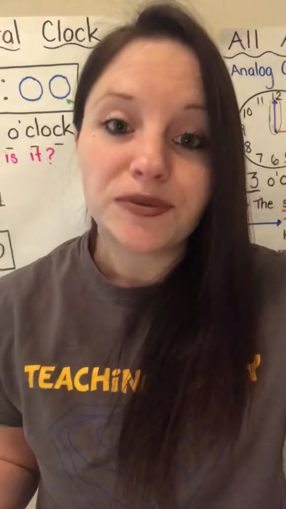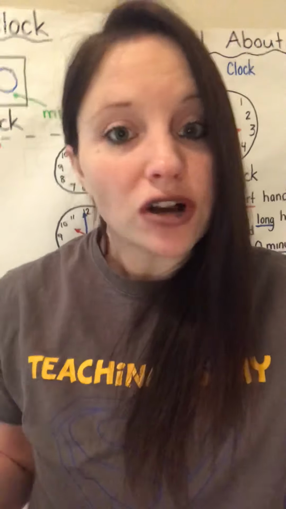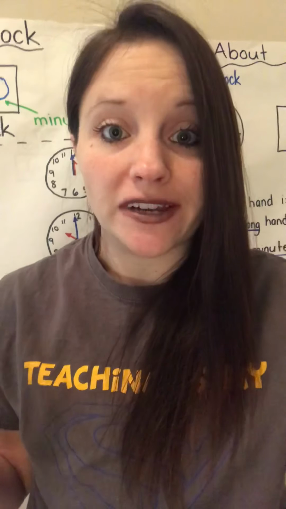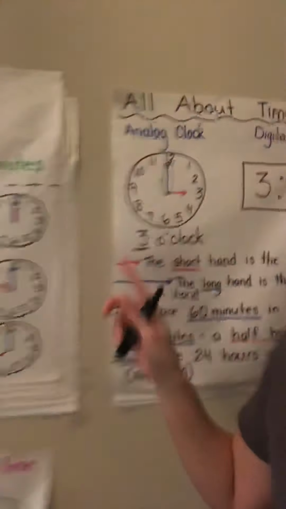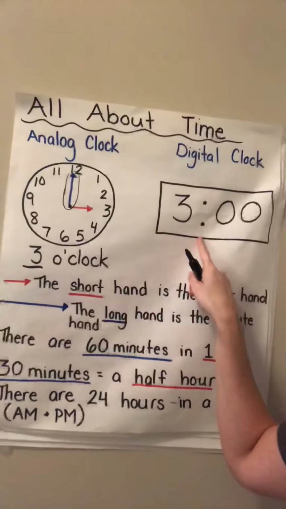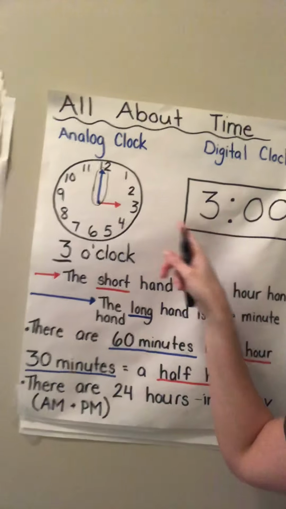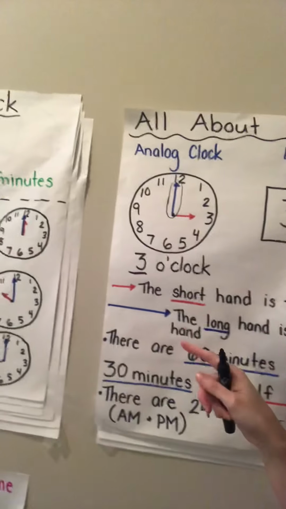Hey scholars, so this week we've been talking about time. So far we've been telling time on something called an analog clock, which is this way right here. Today we're going to talk about how we tell time on a digital clock, which is this way, which is how we normally write our answer, our time for an analog clock.